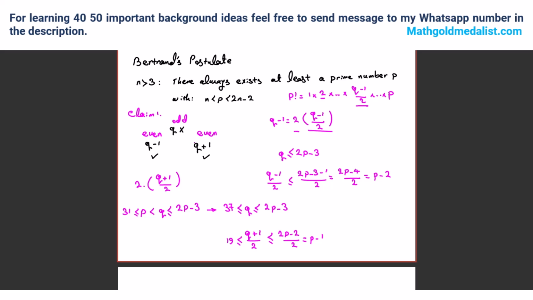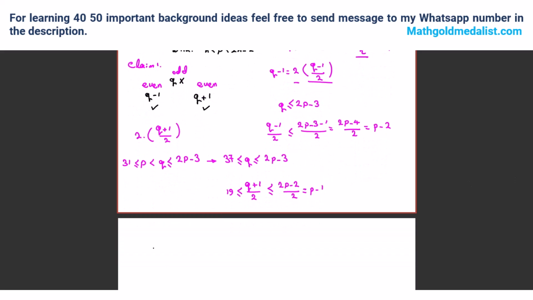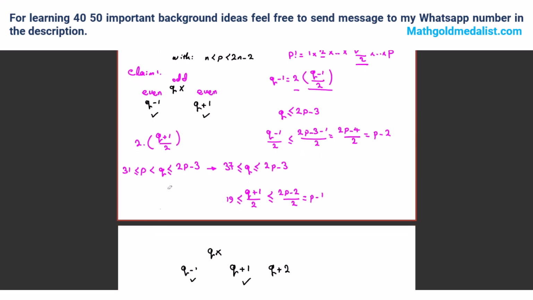Now, in the next step, we should check claim 2. So we know q minus 1, we have q minus 1. We don't have q. We have q plus 1. Now I want to check q plus 2. If you have q plus 2, the problem will be solved. Okay, if. So instead of a claim, let's write two cases.